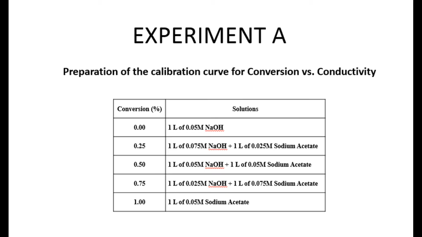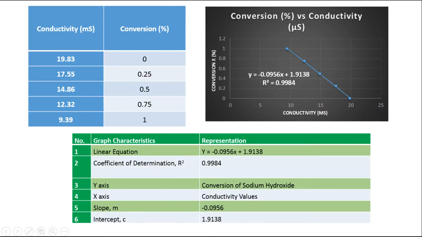Experiment A. Preparation of the calibration curve for conversion versus conductivity. The solution was prepared according to the value below and the conductivity value was recorded. From the calibration curve, we can see that the conductivity increases. Conversion for sodium hydroxide decreases with a negative gradient with a constant stirrer speed of 316 RPM and room temperature of 27 degrees Celsius. From the graph plotted, we are able to obtain the following information.